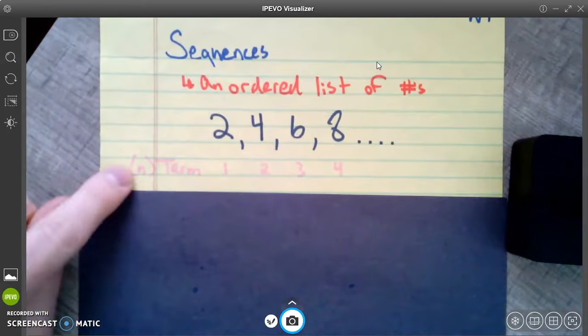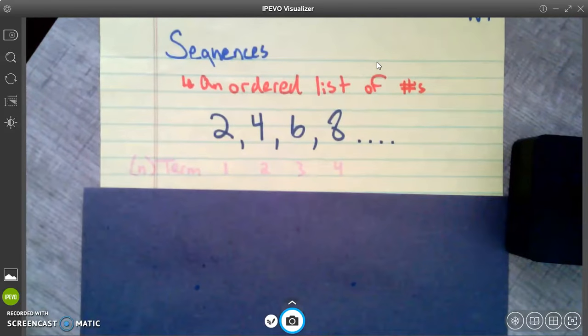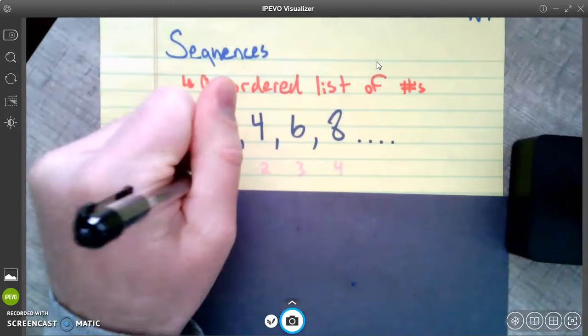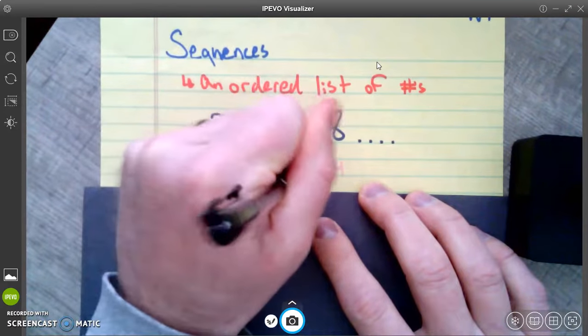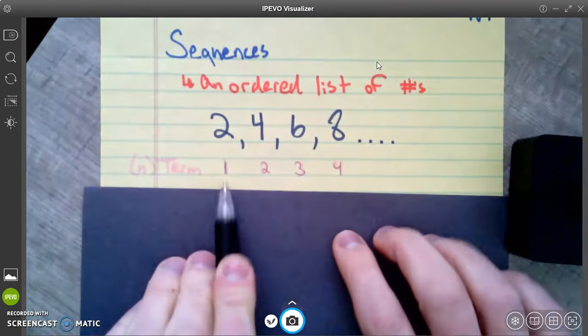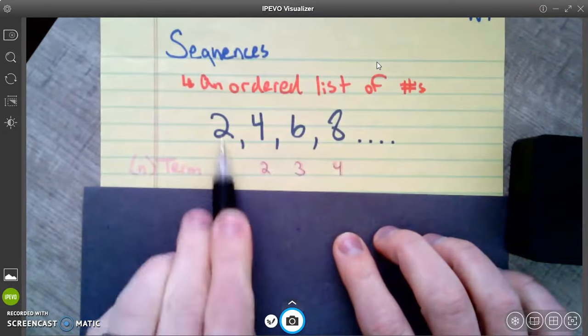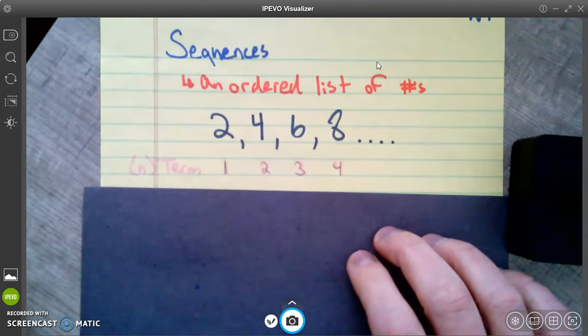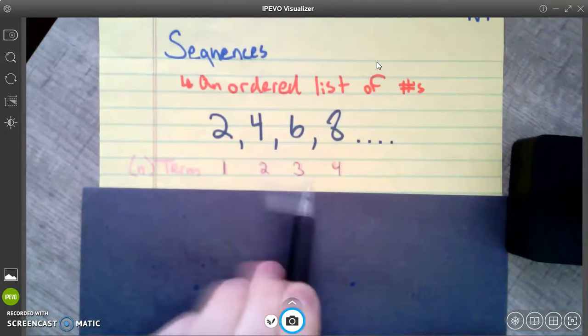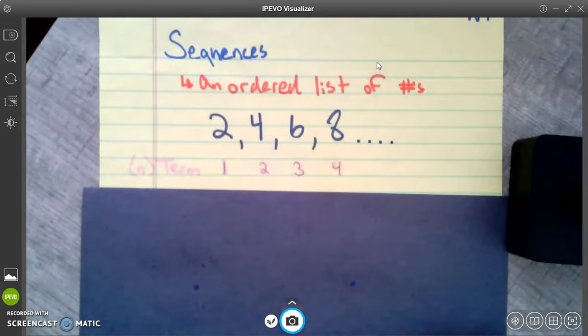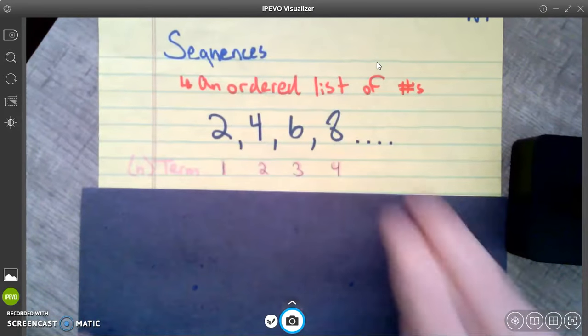So what can I do to the term number, these n's, to get me to the actual terms themselves? And hopefully it's not too difficult to see. You times them by 2. You take whatever term number you're on, 1, times it by 2, times it by 2, times it by 2. That's a rule we can use for the sequence. We can define this sequence as whatever term number you're on, if you times it by 2, that will give you the actual term versus term number.